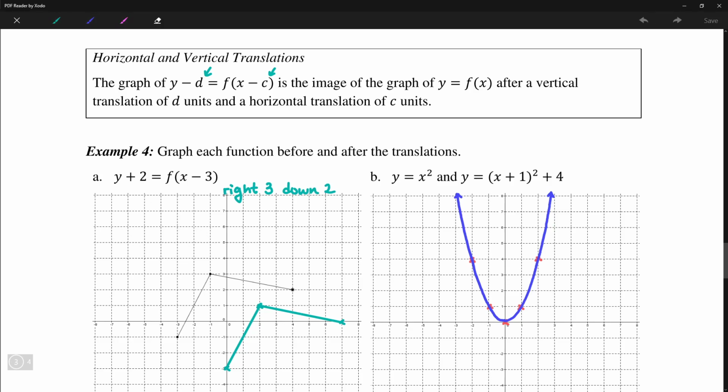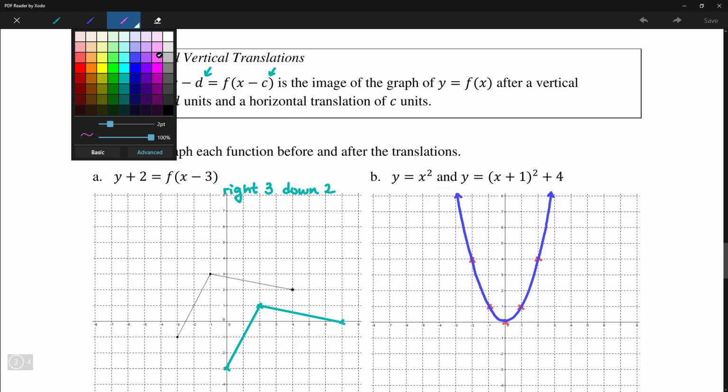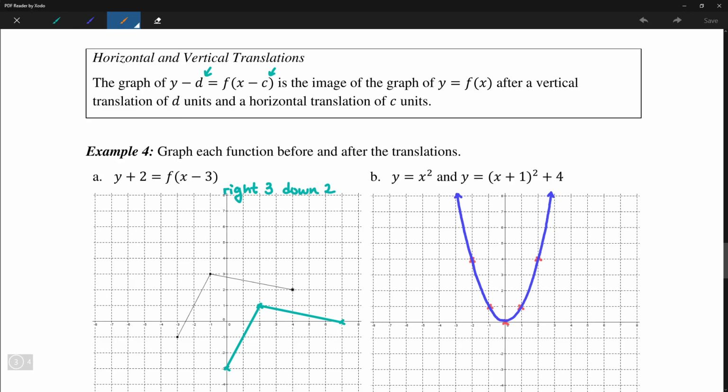So for the first time, we have a kind of explicit function. Instead of just f of x, we have y equals x squared. So this is different, but it kind of works the same way. And that is to say that this graph, this part here, x plus 1 means the graph moves left 1, and the plus 4 here moves the graph up 4 spaces.